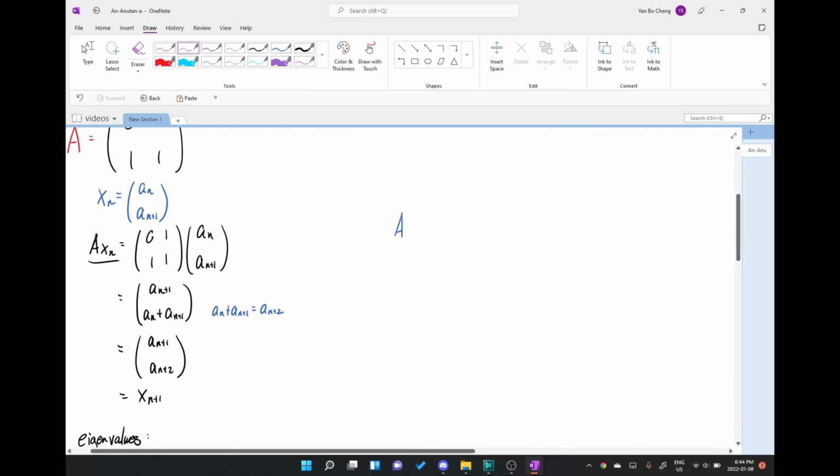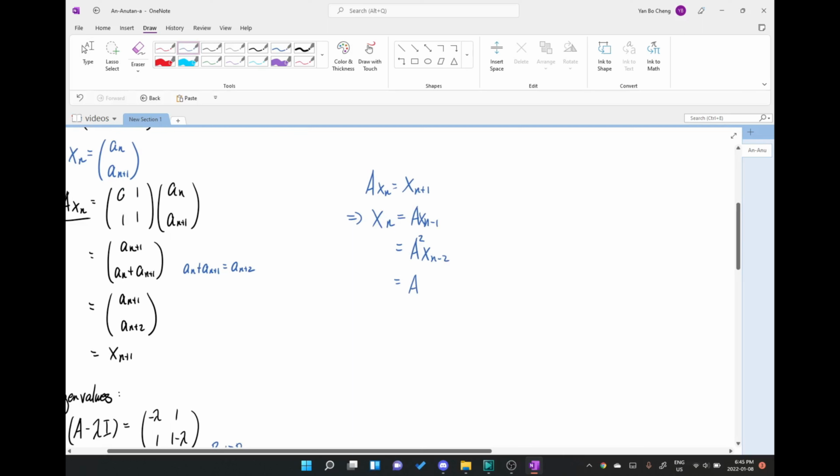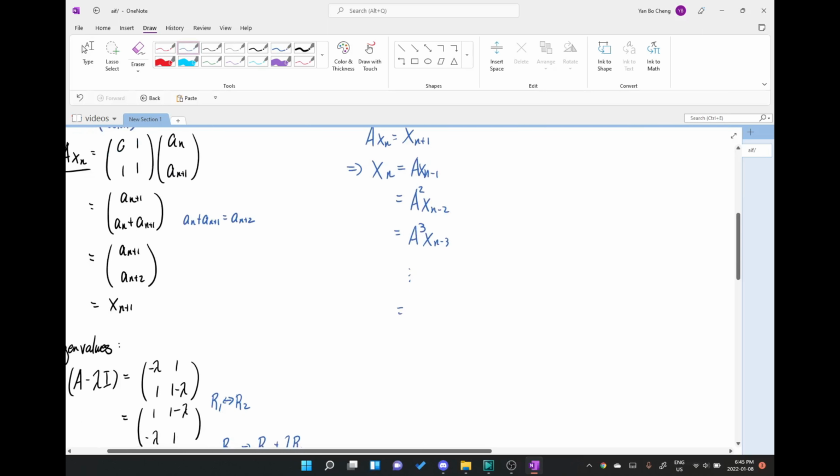We have A x_n equal to x_{n+1}, and this implies that x_n is equal to A^n x_{n-1}. And we can do this recursively as well, where we just take a higher power and x_{n-2}, right? And then it's going to be A cubed x_{n-3}, and so on, until we get to A^n x_0.